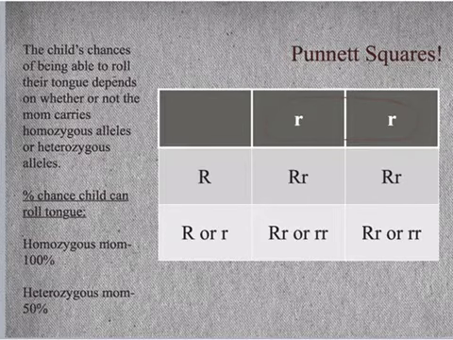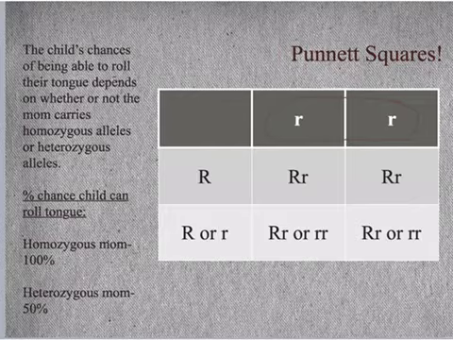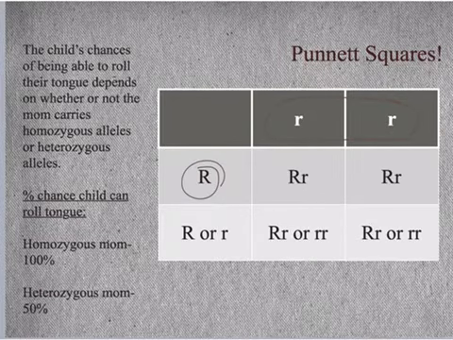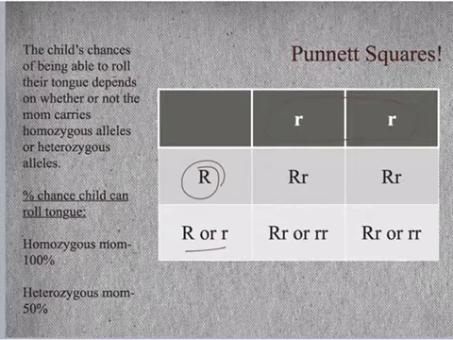The mother can roll her tongue. And so that's all we know. We don't know if the mom is homozygous dominant for tongue rolling or if she is heterozygous. And so what we have to look at is just those odds. So if mom can roll her tongue, we know she has to have a capital R. That is a given. What the other R is going to be depends on her genetics, which we can't necessarily see.